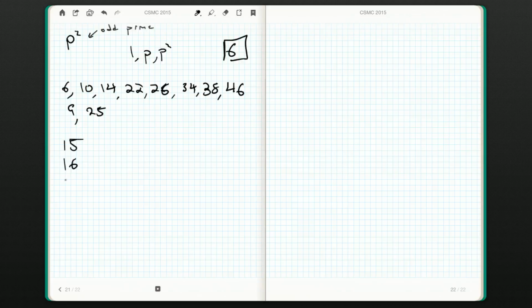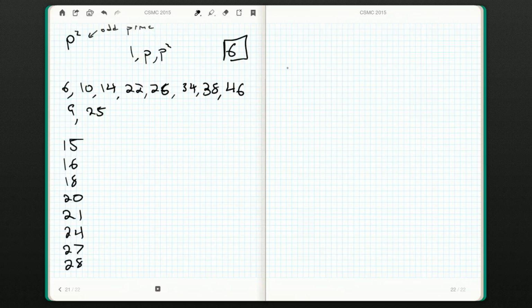16, 17 won't work. 18 maybe. 19's a prime, so we don't need to worry about that. 20, 21, 22's on our list. 23's a prime, so that's no good. How about 24? 25's on our list. Same with 26. How about 27? That's a third power of an odd prime.